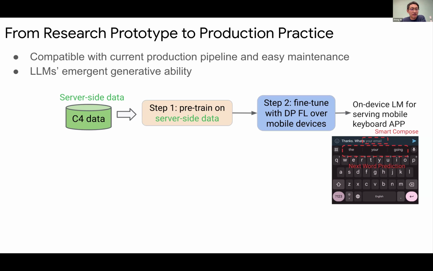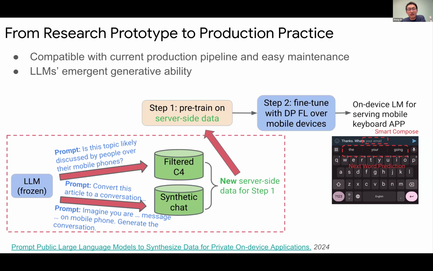Especially consider that these large language models are shown to have emergent generative ability. What we do here is, let's just try to get better public pre-training data. We use large language models with some specifically designed prompts to first filter the C4 dataset, and then to generate some synthetic chat data to help the training. So this is what we did for that.